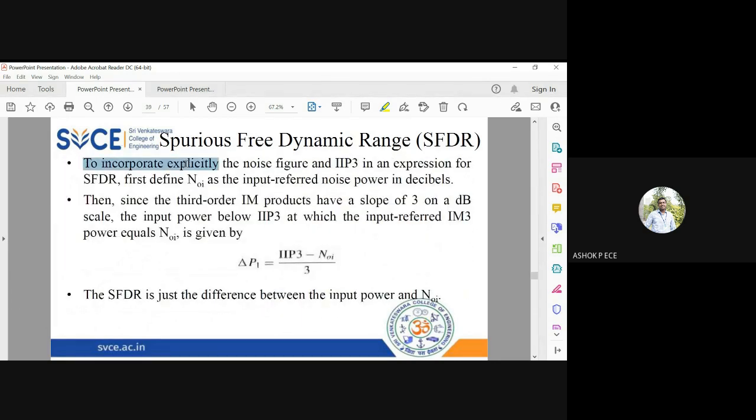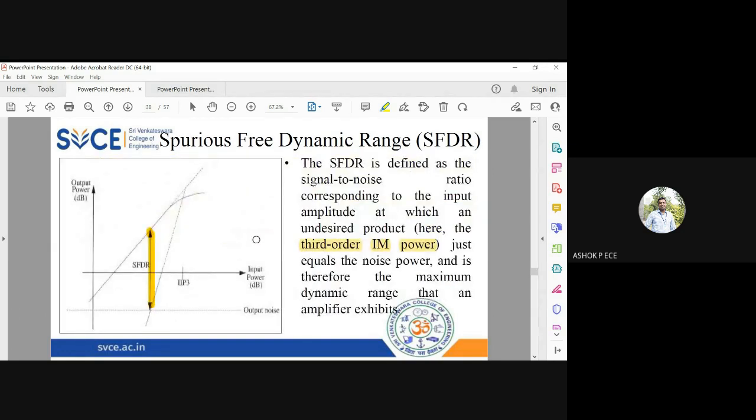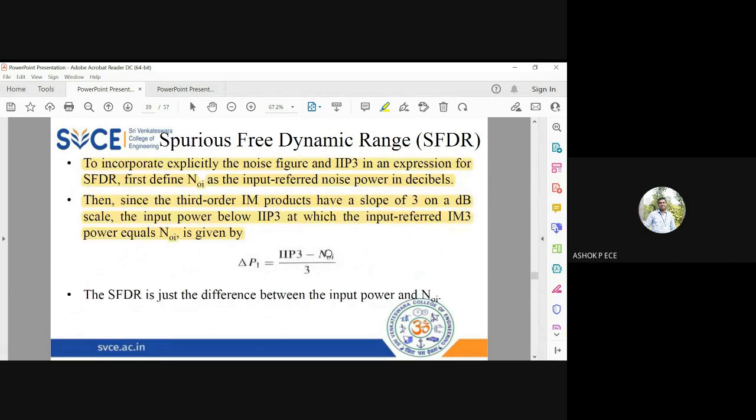To incorporate the noise figure and other properties explicitly, we are going to define the NOI. NOI is the input noise power in decibels. And we are going to see the input power and output power relation from the graph. From the graph, I can see the del P1. The difference in power is going to be IIP3 minus the input noise level, divided by 3. Because it is a third order intercept point, we subtract the power, but since it is referred to IM3, the slope is 3, so I'm dividing it by 3.